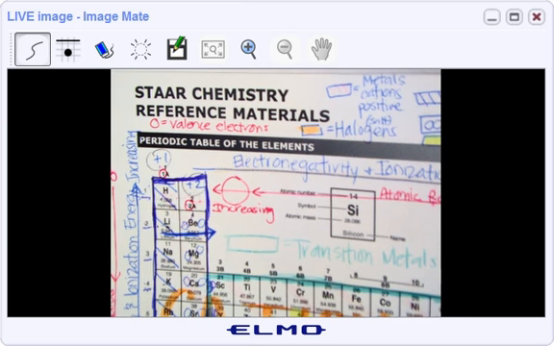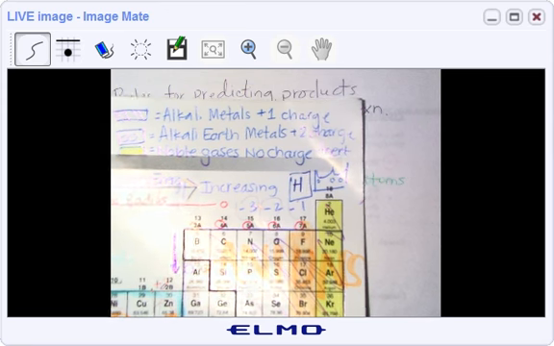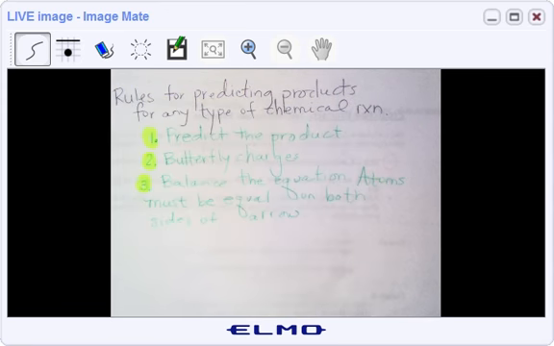If you need me to pause it, just go ahead and let me know so you can take some notes on your periodic table. So that was step 2, butterfly the charges. You will have to use your periodic table. I'll go ahead and make a note.